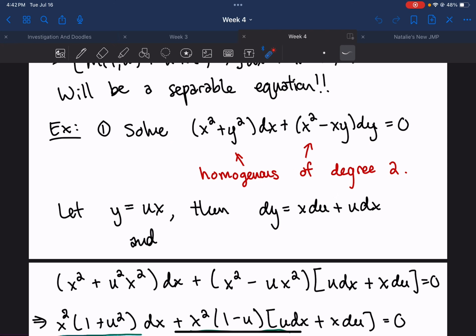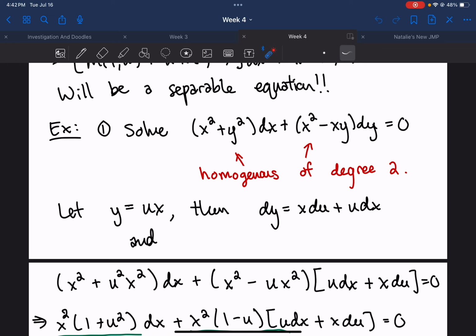But both m and n are homogeneous of degree 2, right? And we can see that by calculating the total degree of each term. This m has two terms, total degree 2, total degree 2. This is homogeneous of degree 2. In terms of n, we also have two terms. The total degree here is 2, and the total degree here is 1 plus 1, which is 2. So since all terms in both functions have total degree 2, these are both homogeneous of the same degree.